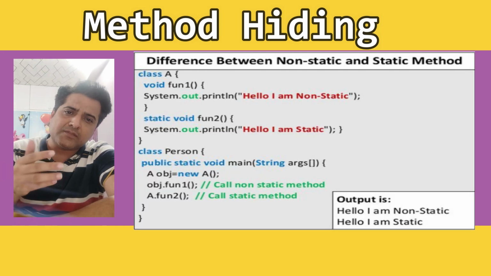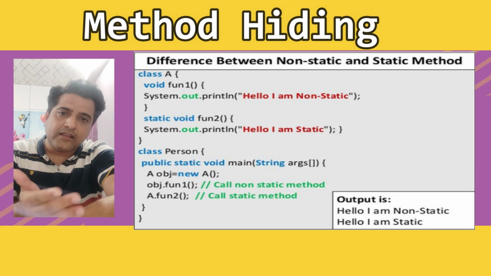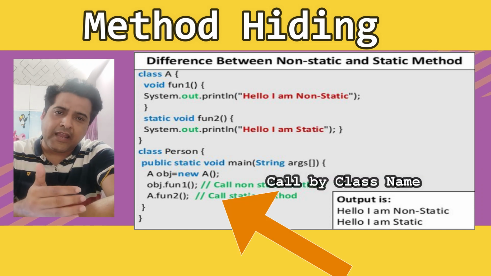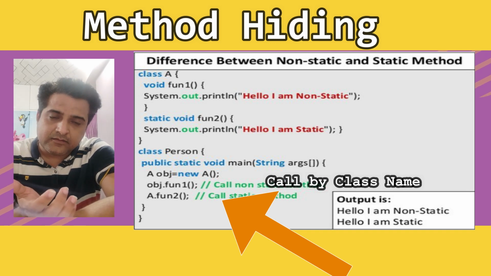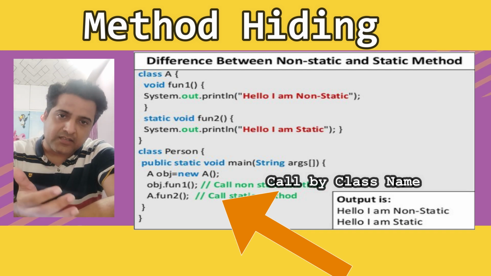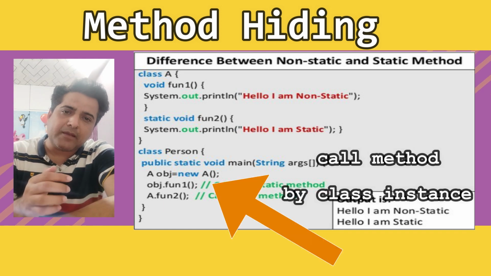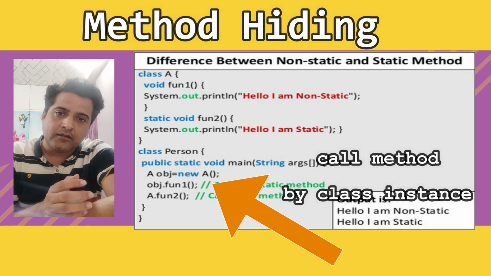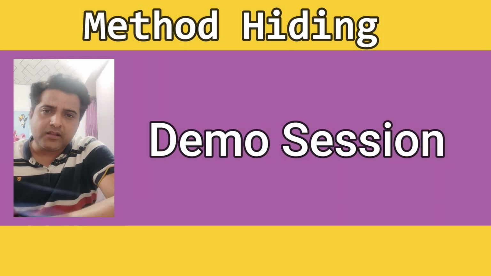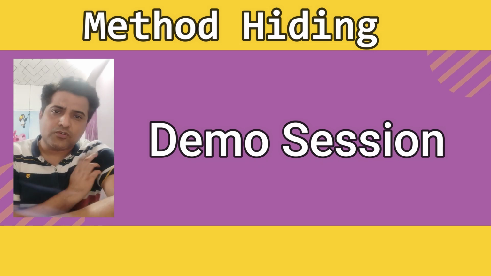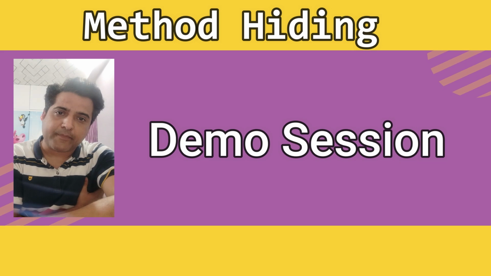So the major difference between method hiding and method overriding is that method hiding applies to class methods, and method overriding applies to instance methods. Hope it will be clear. I will give you one example that will really help you understand this concept. So let's move to our practical session.